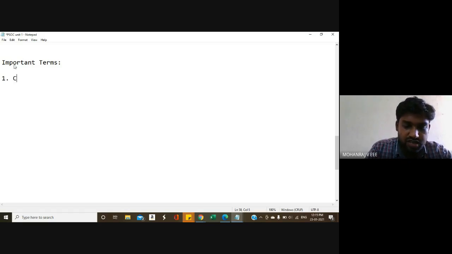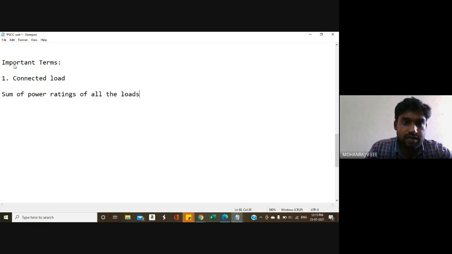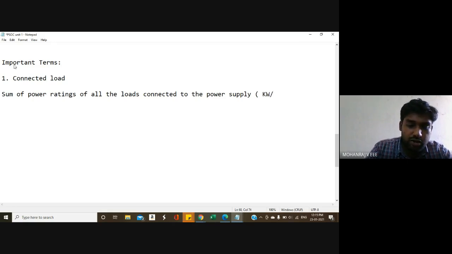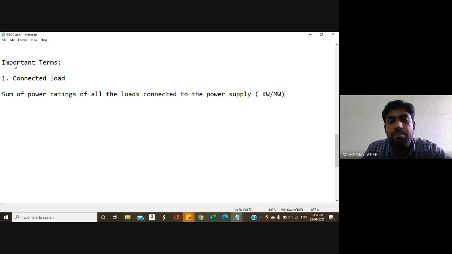Okay. So what is the first important term? That is known as connected load. So what is a connected load? Connected load is the sum of power rating of all the loads connected to the power supply. The unit for this connected load will be in kilowatts or megawatts. What is the connected load? The sum of power ratings of all the loads connected to the power supply.